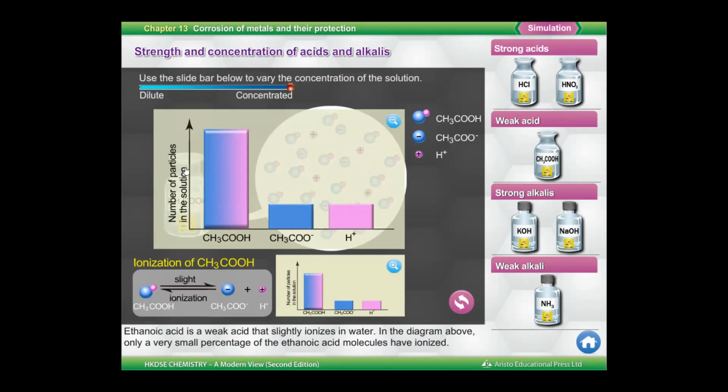Okay, so ethanoic acid is a weak acid. And what do we call it? We call it ionization is not complete. If you talk about the degree of it, it's just a slight ionization, which means a very small percentage of the ethanoic acid molecules have ionized to form hydrogen ions and ethanoate ions. Can you get a point? So this is what we call the difference between strong acid and weak acid. Questions?